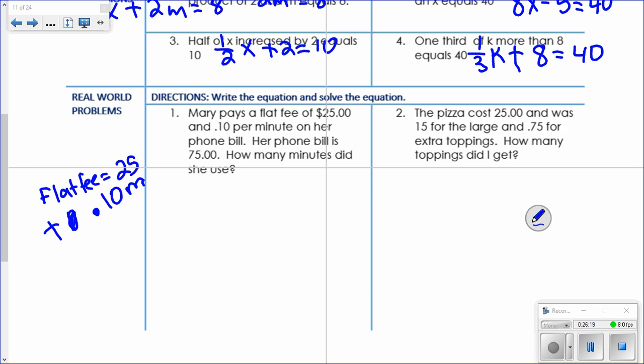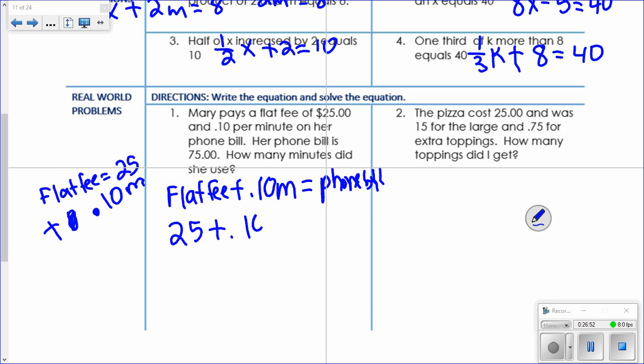Now her phone bill costs $75. So 75 equals 25 plus 0.10n. In fact, let's write out the information we're given. The flat fee plus 10 cents per minute equals the phone bill. And they want to know how many minutes did she use. Well, flat fee is $25 plus 10 cents per minute equals 75.